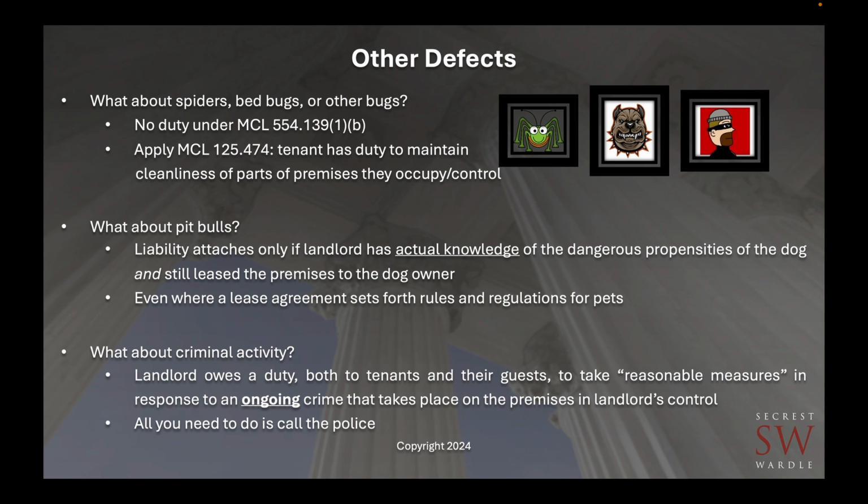I understand that criminal activity was recently addressed in a recent webinar by my partner, John Weston, so I will be very brief on this topic. As stated in the slide, a landowner only owes a duty to tenants and their guests to take reasonable measures in response to an ongoing crime that takes place on the premises in the landlord's control. What does that mean? Basically, you have to call the police if made aware.